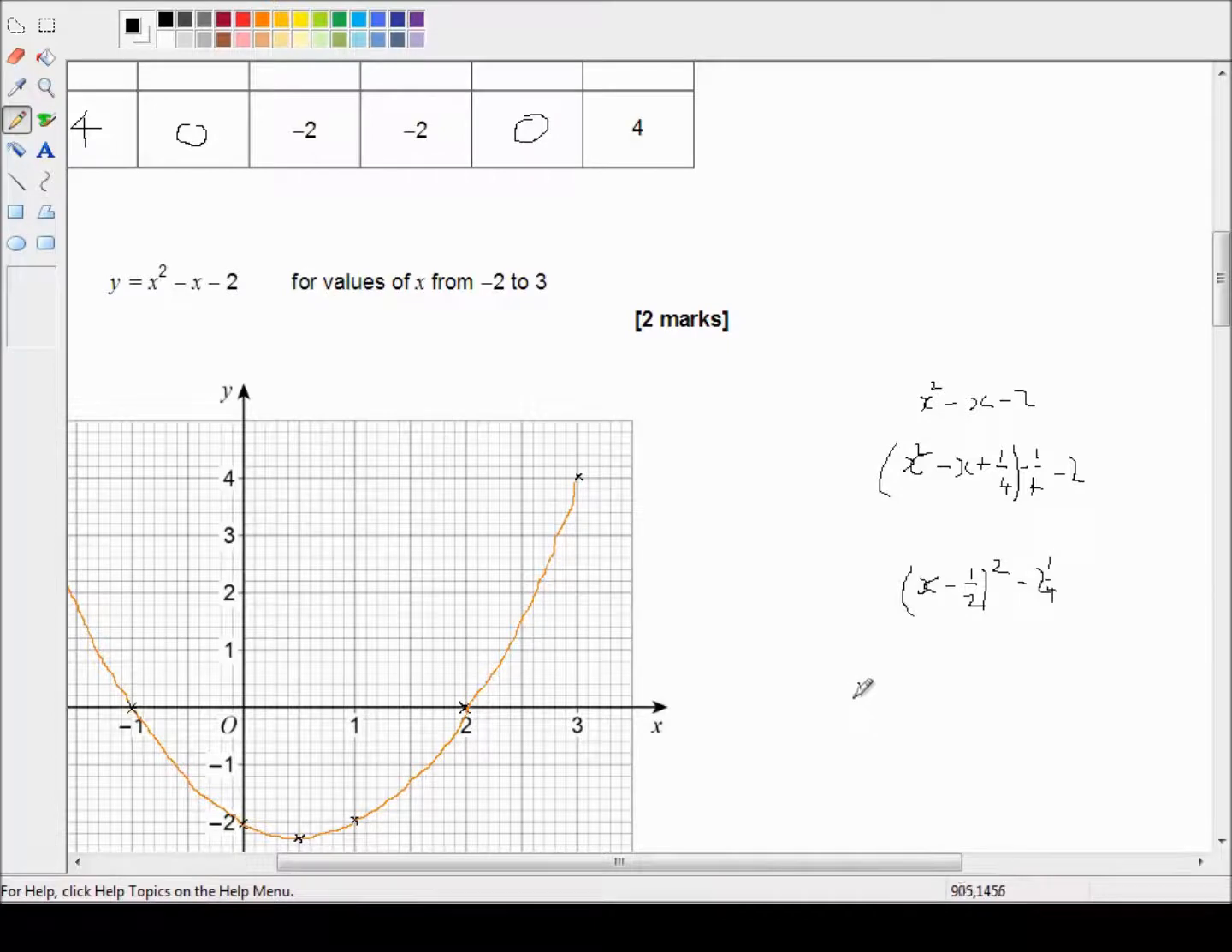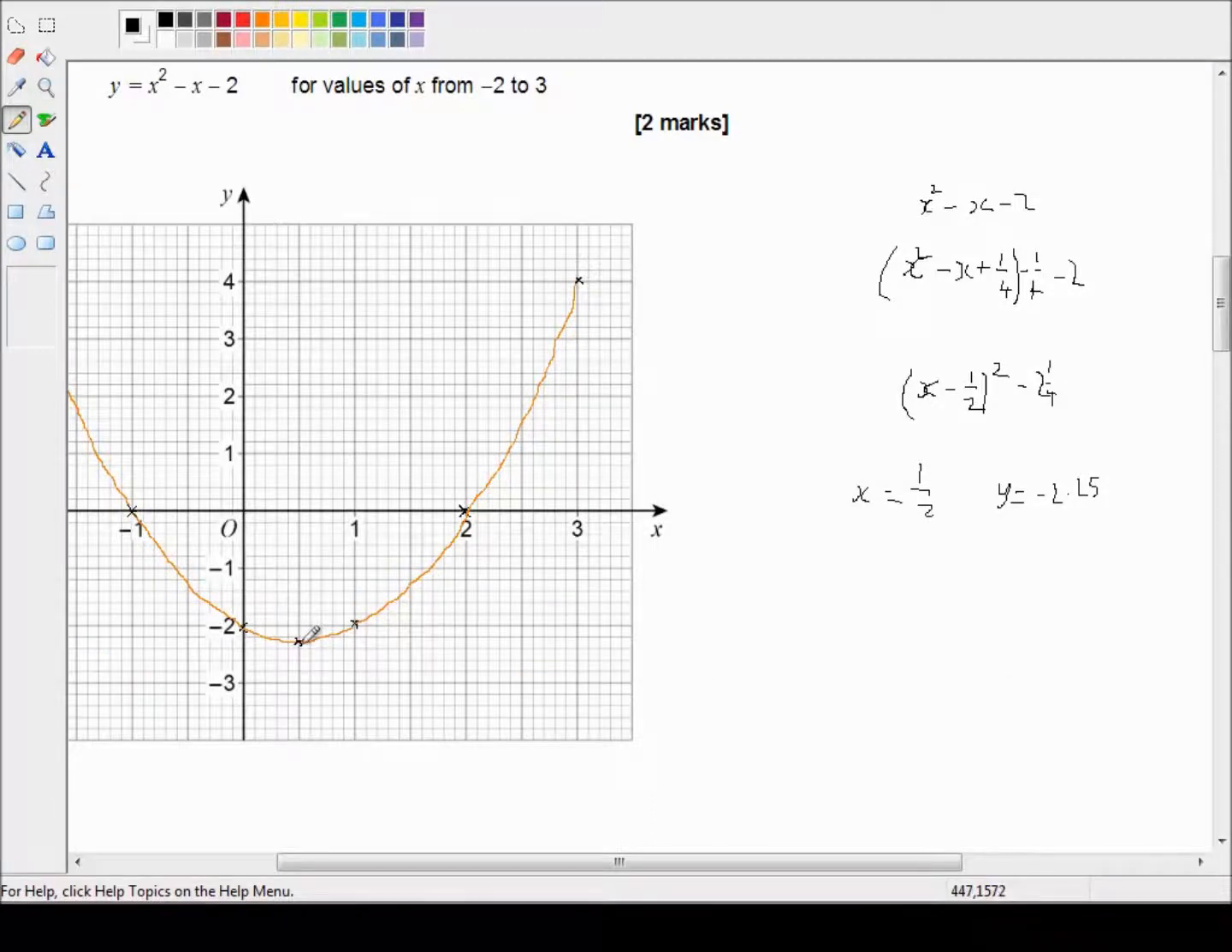So our minimum point is x equals 1/2, because when x is a half, minus a half is 0, and then 0 squared is 0. And so that leaves us with y equals negative 2.25. So this is where our minimum point is. And now we've got our minimum point as well, we can just draw a nice smooth parabolic curve. That's quite difficult to do freehand, but what you can't do is join the dots with a ruler, because this is a parabolic curve. It has to look like a parabolic curve.